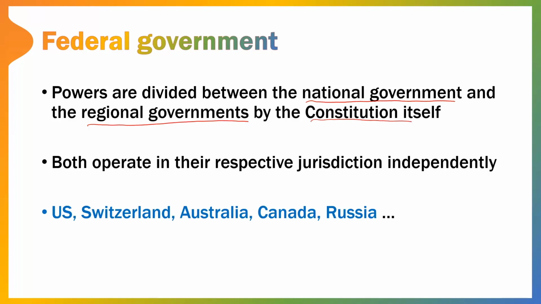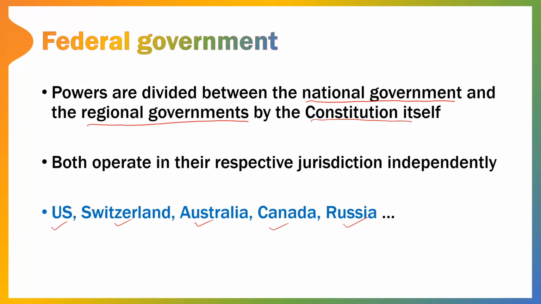For example, we have the United States of America, Switzerland, Australia, Canada, Russia, and also Brazil, Argentina, and so on. They have the federal model of government. Now what is the difference between the federal and the unitary government? The federal government has a national government and also regional governments, and both work independently. The unitary government has a national government in which all the powers are vested. Yes, state governments may exist, but they have to take permission from the national government to work.